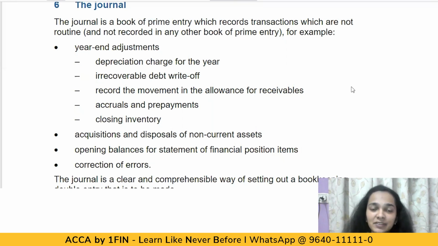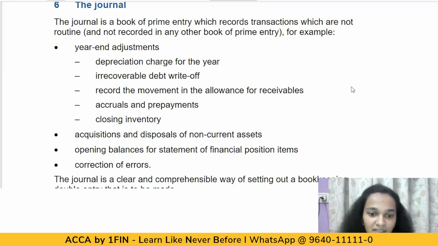So similarly, whenever any transaction comes before you and you are asked what is the journal entry for this particular transaction, you should be able to quickly give the journal entry and not just think about what the rule is, whether this is a personal account or real account. You will not have so much time to analyze whether it is personal, real, nominal. Just understand the things logically and give your answers.